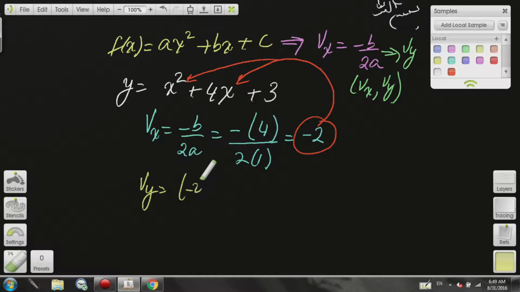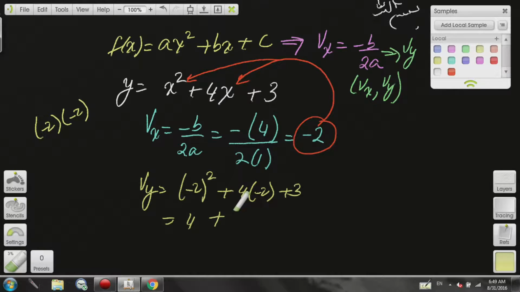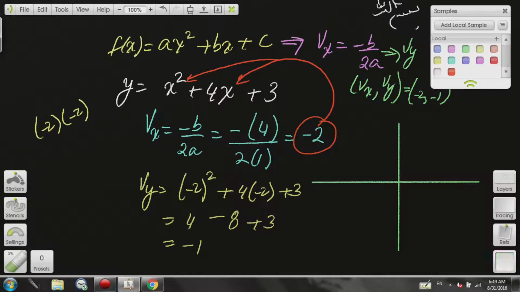So that's going to be negative 2 squared plus 4 times negative 2 plus 3. Negative 2 squared is 4. That's negative 2 times negative 2. 4 plus, or 4 minus 8 plus 3. So 4 minus 8 is negative 4, plus 3 is negative 1. So now we have the vertex. The vertex is negative 2, negative 1, like this. Let's graph this. I kind of used up all the space over there, but that's okay. So vertex is negative 2 and negative 1 right there. So that's our vertex.